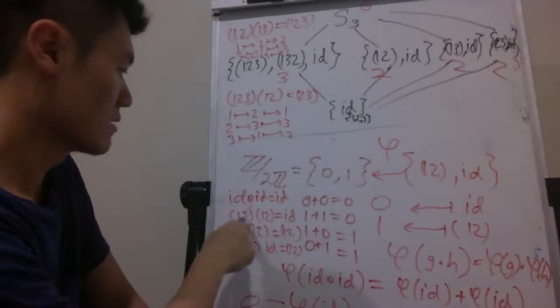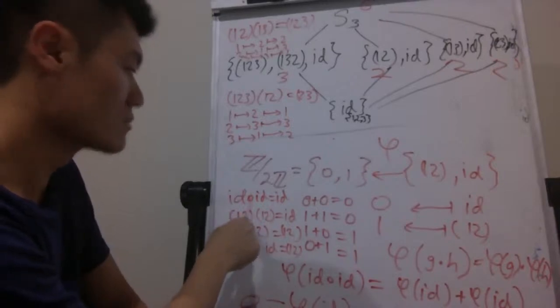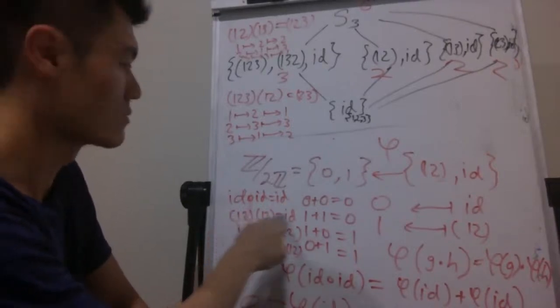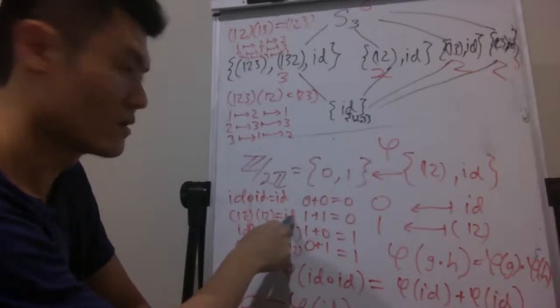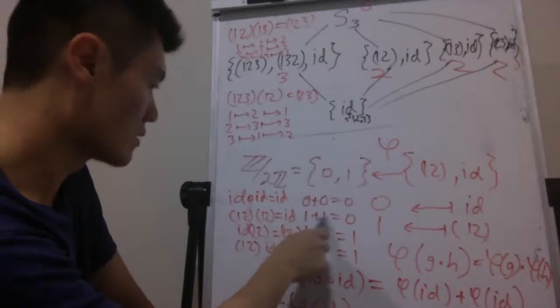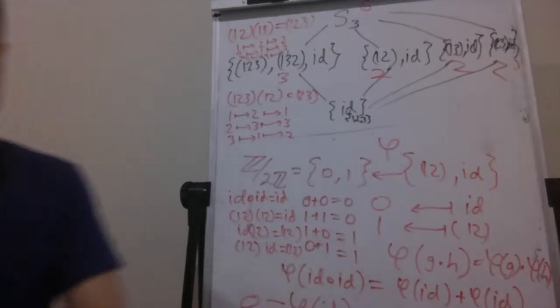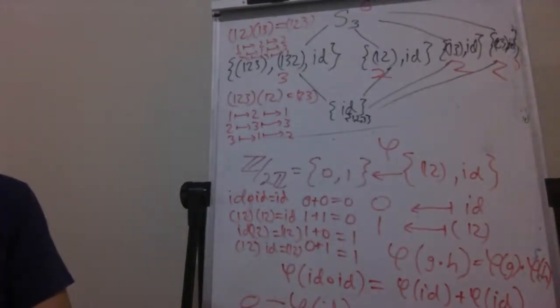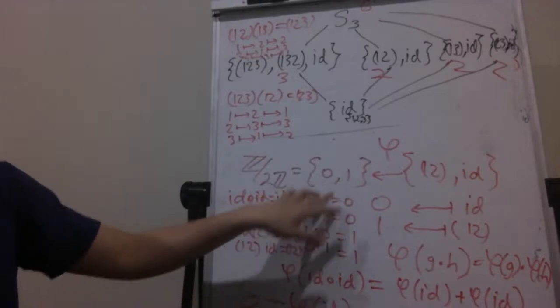Yeah? Yeah. Here, swapping 1 and 2 and fixing 3, then swapping 1 and 2 again and then fixing 3 is the same as doing nothing. Yeah. Yeah? So since we said 1, 2 and 1, 2 are like 1 and 1, that's like 1 plus 1 equals 0. So the two are isomorphic. Yeah. 1 plus 1 is 0.